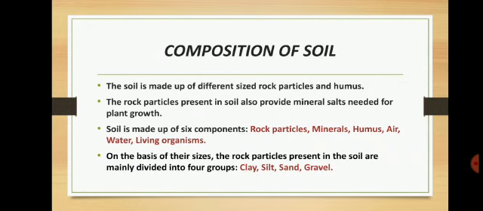Now, as I said, rock particles can be of various sizes. On the basis of their sizes, the rock particles present in the soil can be divided mainly into 4 groups. What are the 4 groups? Number 1 is clay, number 2 silt, number 3 sand, number 4 gravel. Clay, silt, sand and gravel. Now, we have to know what is clay, what is silt, what is sand, what is gravel.